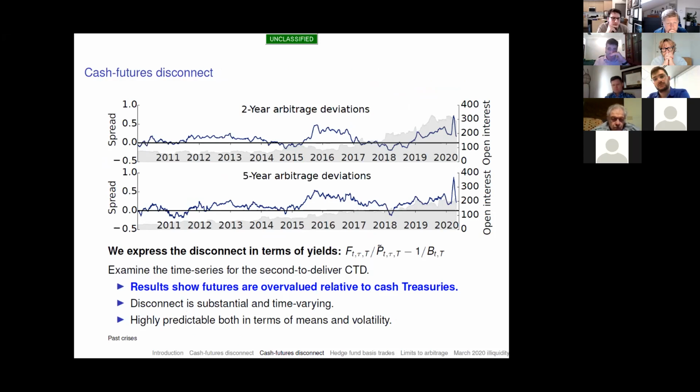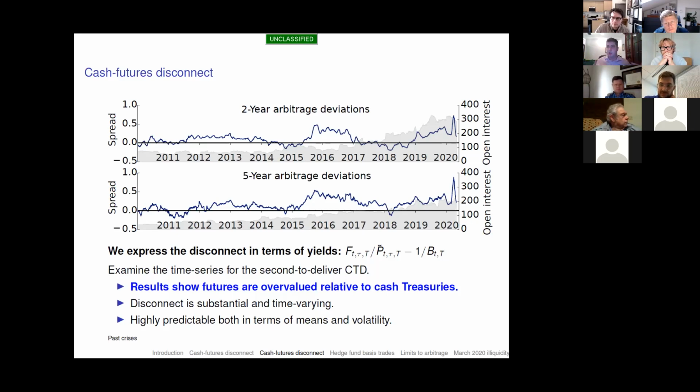If you look between 2018 and 2020, as well as between 2015 and 2017, we can see that this blue line here is above zero. That indicates that the futures contract is actually overvalued relative to the cash security. We do some statistics here to show that this disconnect is substantial and time varying, but it's also predictable, both in terms of its average value and the volatility of the relationship over time, which all suggests that there are some limits to arbitrage going on here that we're going to describe in more detail.